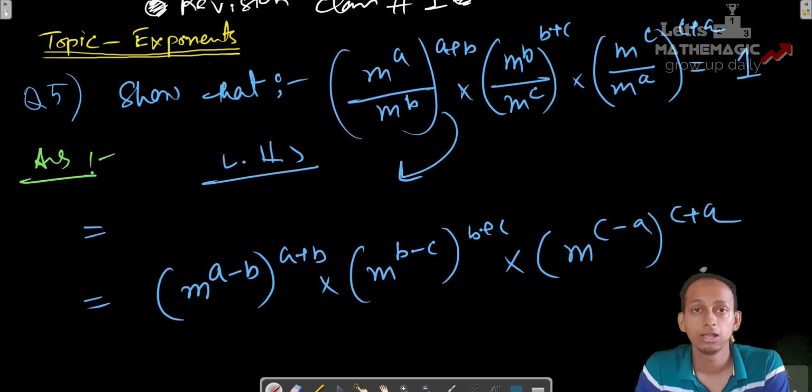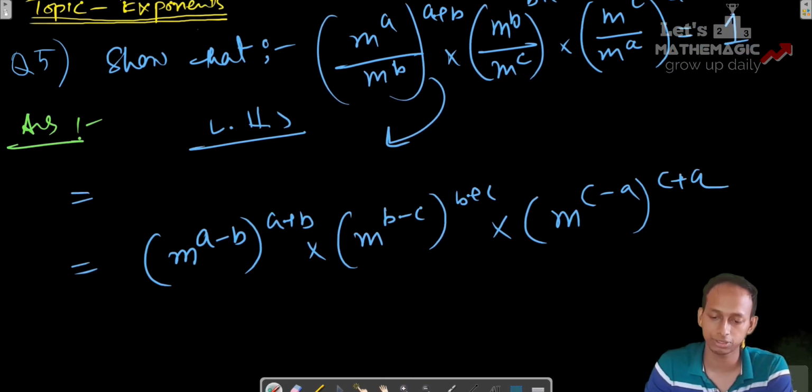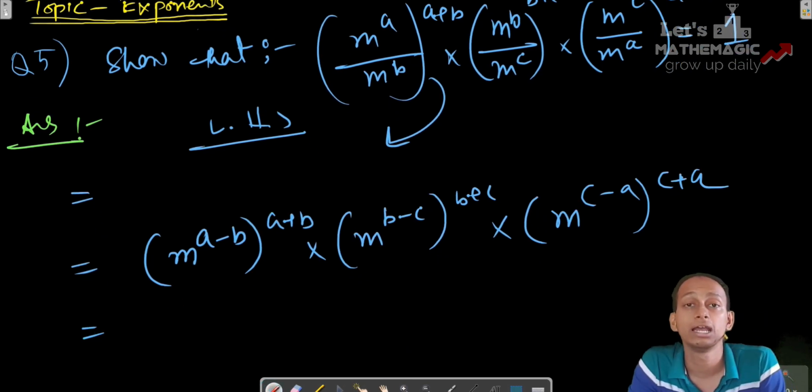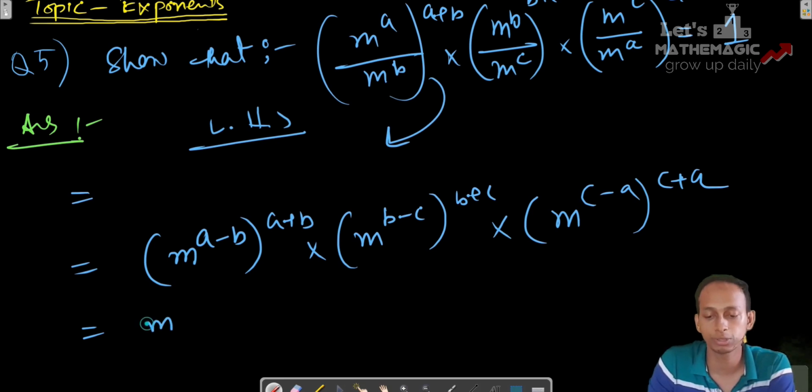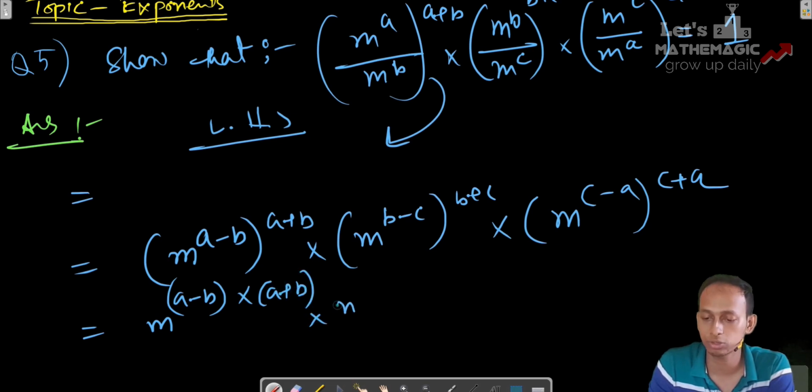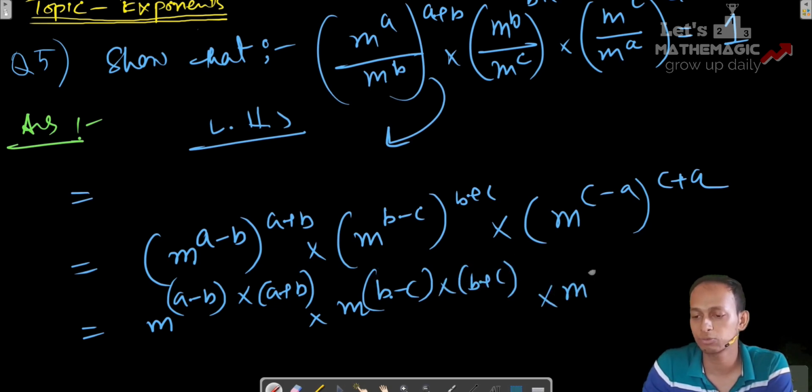Now students, again like the previous sum, we will use the formula that if we have two or more exponents parts inside or outside the bracket, so what we do? We multiply them. So the next step should be m to the power a minus b into a plus b, and same for the others, like m to the power b minus c into b plus c, and then last m to the power c minus a into c plus a, right?